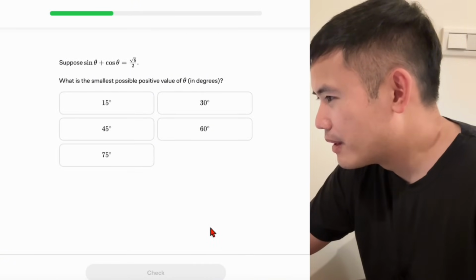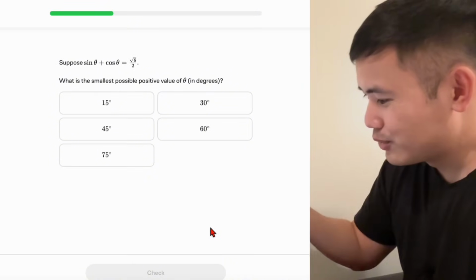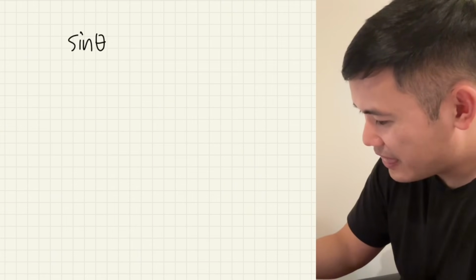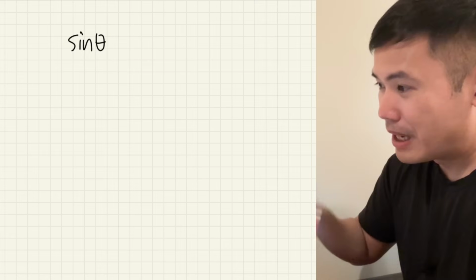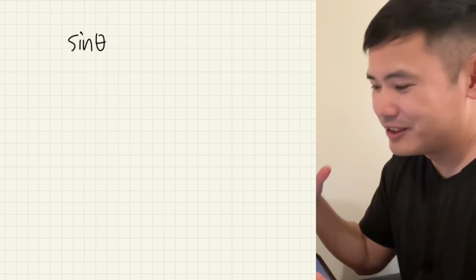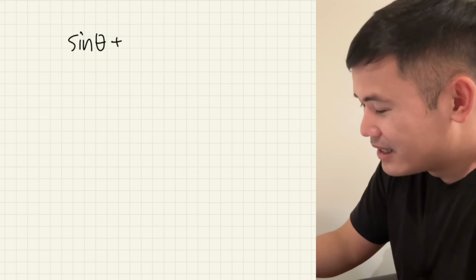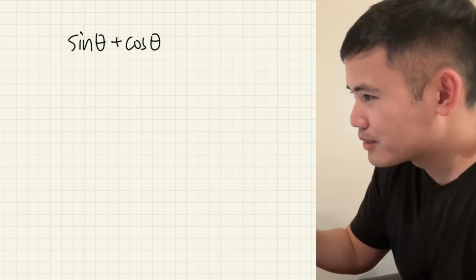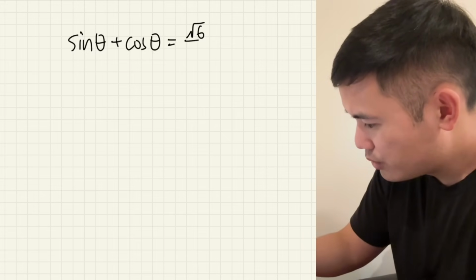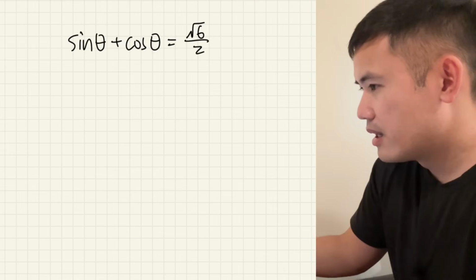All right, next one. We're going to solve this equation. Let's do this one together. By the way, though, I usually like to do math on paper, but today I had to record this, so I'm doing this on my iPad. Anyways, sine theta plus cosine theta is equal to square root of 6 over 2.